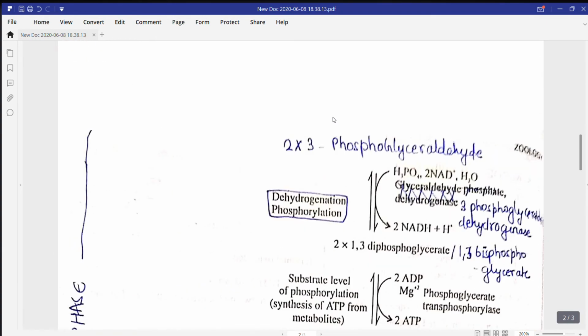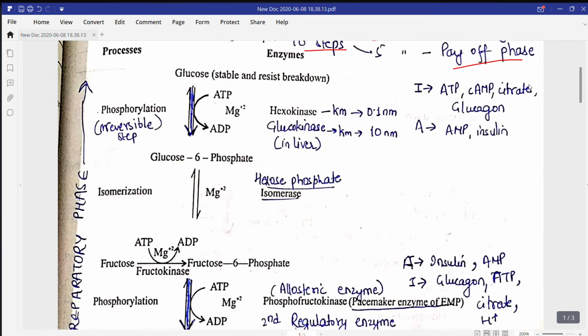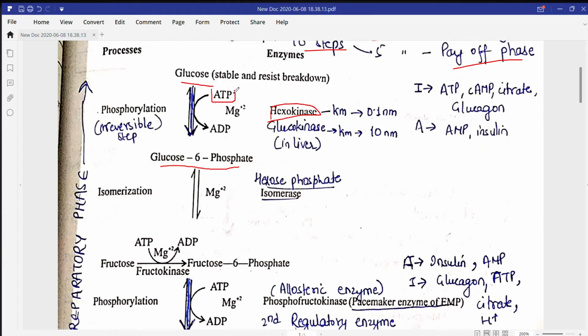Now this glucose is going to convert into glucose 6-phosphate with the help of the enzyme hexokinase. In this step, ATP will be utilized, and this is an irreversible step. Also, we call this the first regulatory step.